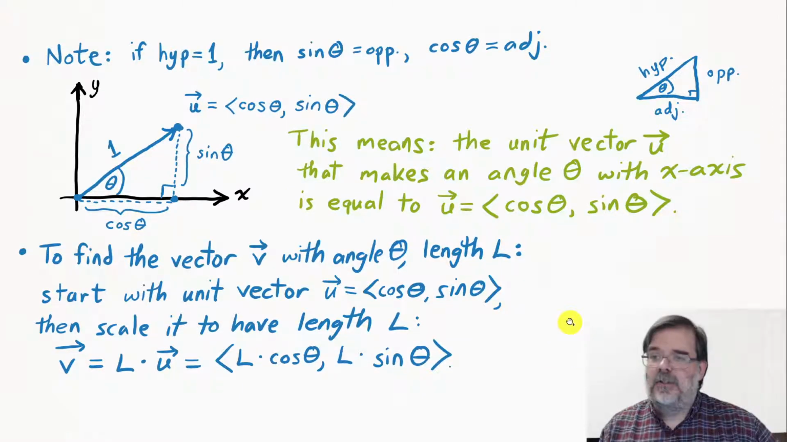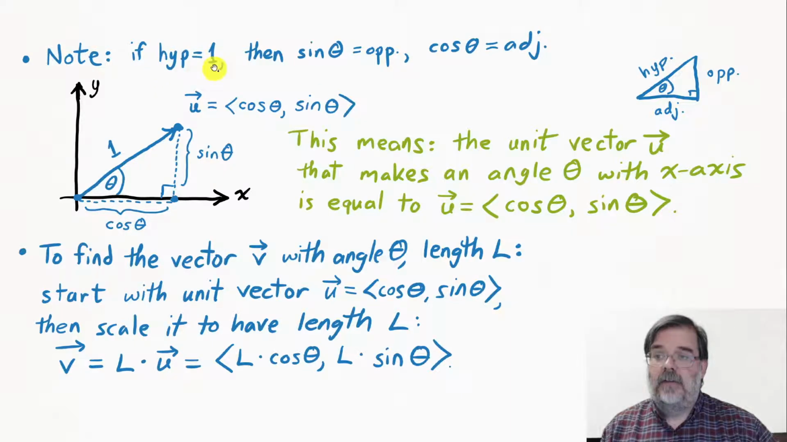Now here's something very interesting. What if you have this right triangle, right? Again, you have this angle theta, the adjacent side, the opposite side, and the hypotenuse. What if the hypotenuse has length 1? Well, then the trigonometric formulas get even easier. If the hypotenuse has length 1, sine theta is opposite divided by hypotenuse. But opposite divided by 1 is just the length of the opposite side.